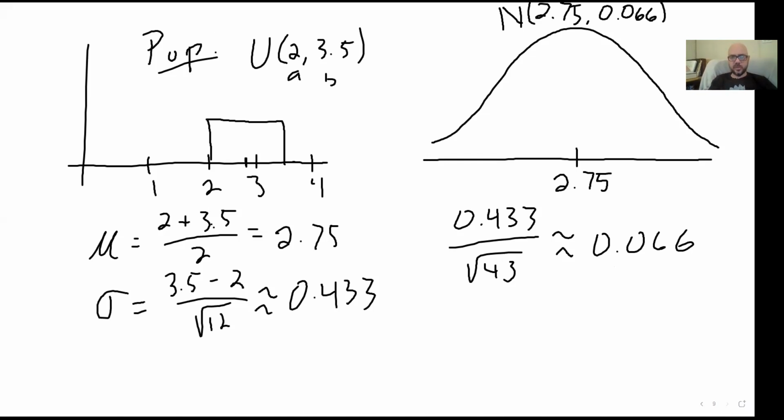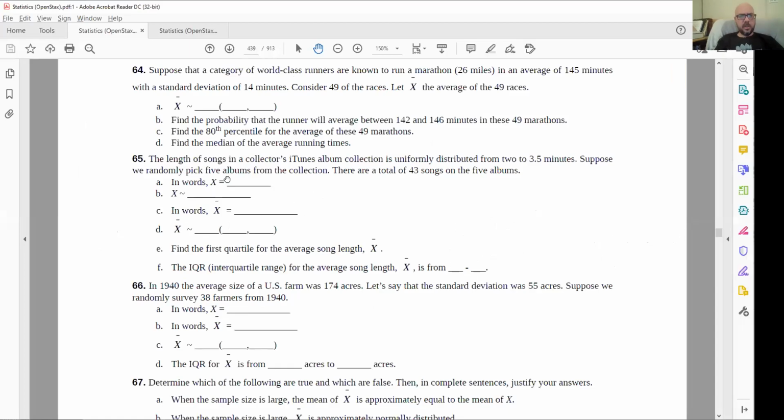So let's go see what they're asking us. I don't remember. X is the distribution of lengths of songs in this person's collection, and it is uniform. So U(2, 3.5), not N. X bar is the average of the lengths of 43 songs from this collection. It is normal, so this is an N with a mean of 2.75 and a standard deviation of 0.066. Find the first quartile for the average song length.